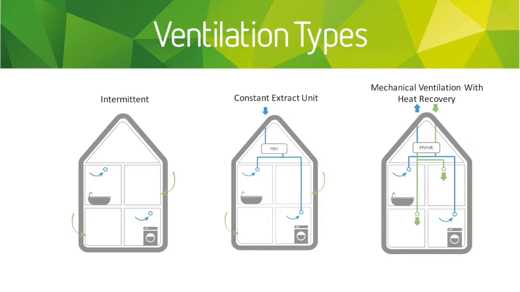So what ventilation types are there? Well, there's the most common one, which is intermittent. Probably everybody has at least lived in a house that has had intermittent ventilation. I would not recommend this in any new home being built today. This is a very poor design. It's also a very cheap design, so that's why we see it very commonly in modern large build developments.